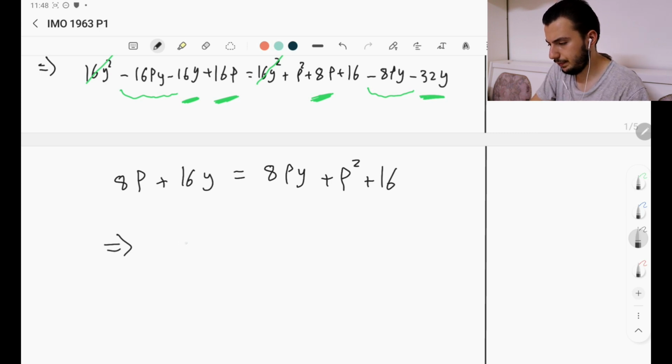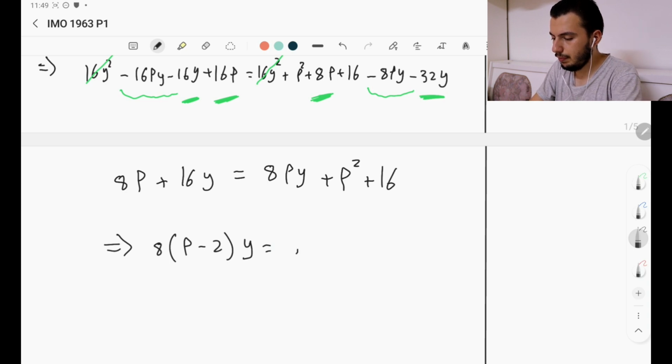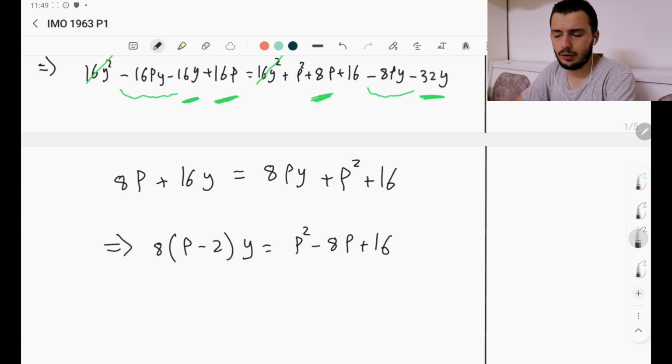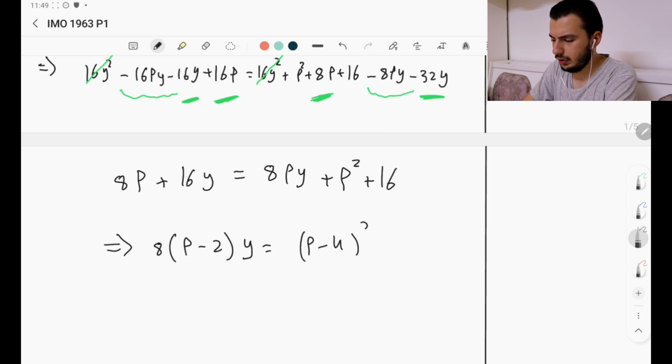Okay, no problem. Let's take y, or if you move it to the right hand side, it will be 8 times b minus 2 times y is equal to b squared minus 8b, oh sorry, actually plus 16. Well, what is b squared minus 8b plus 16? This is just b minus 4 squared, right? Yep. So let's write it as b minus 4 squared.